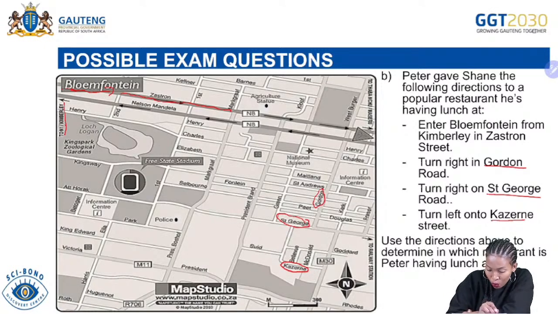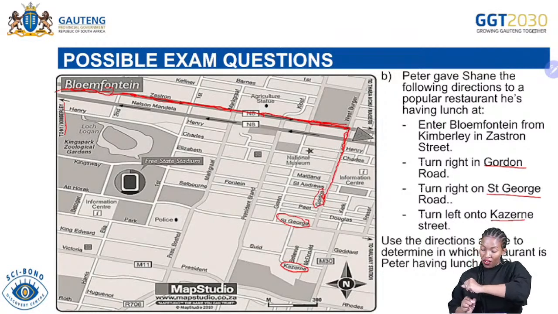Now let's start afresh from the instruction. Enter Bloemfontein. We are entering Bloemfontein from Kimberley in Zastron. This is Zastron Road, guys. We are traveling in Zastron. And then from Zastron, they say you must turn right into Gordon. People, don't confuse your left and your right. Remember, now you are facing that direction. And when you're facing that direction, this would be your right onto Gordon. So turn right onto Gordon.